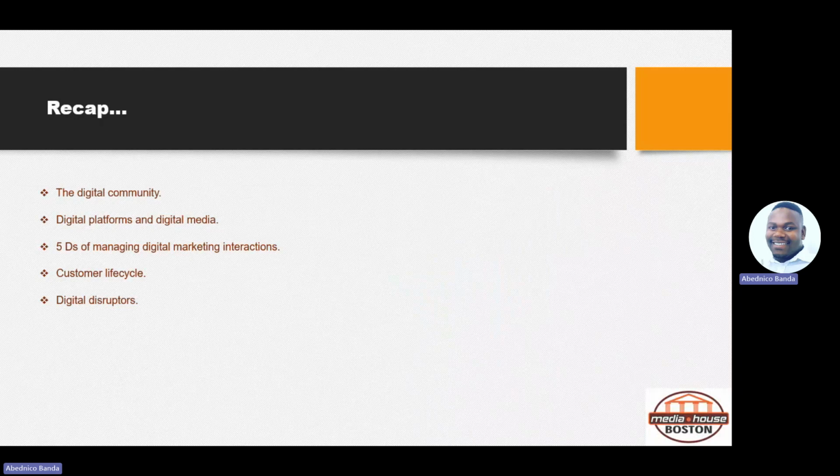Remember, guys, you need to understand these 5Ds, 5S, 7S, because there are 5Ds of something. So this is the 5Ds of managing interactions. We are going to be looking at the 5S at some point. We are going to be looking at the 7S, but there'll be the 7S of something. So I just want to highlight that. We discussed the customer life cycle, and in the previous lesson, we also discussed digital disruption.